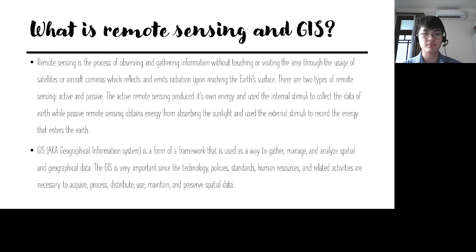the Earth. Next, GIS. GIS, aka Geographical Information System, is a form of a framework that is used as a way to gather, manage, and analyze spatial and geographical data. The GIS is very important since the technology, policies, standards, human resources, and related activities are necessary to acquire, process, distribute, use, maintain, and preserve spatial data.